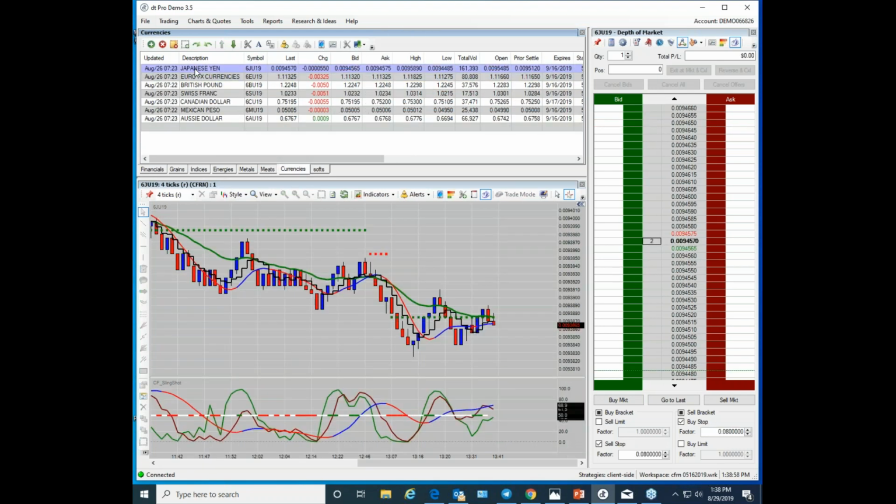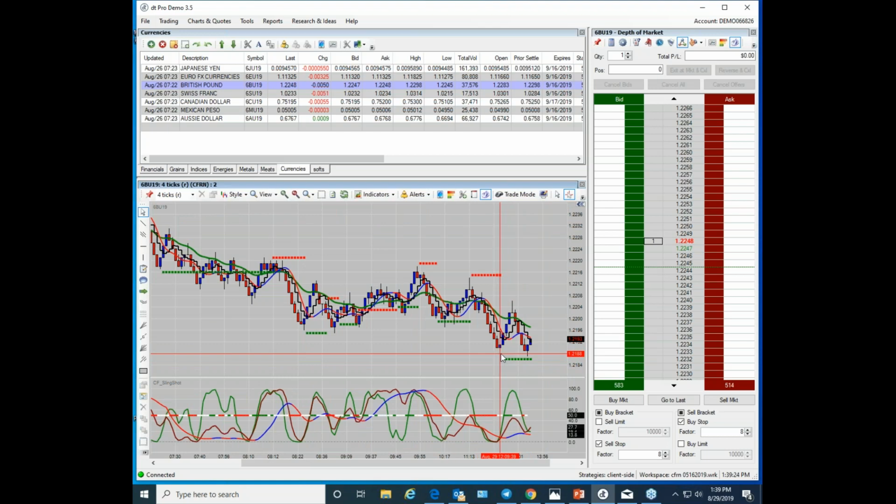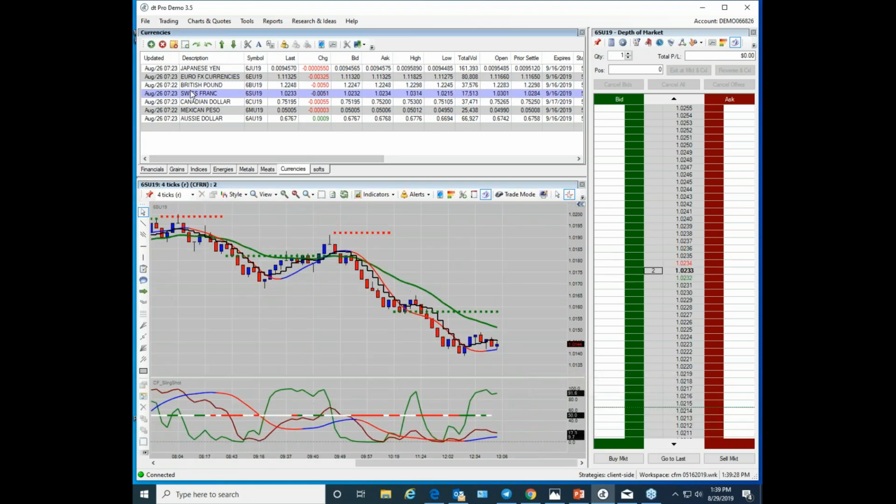Okay. Japanese yen. We pulled back to the BBC, but again, we don't even have any bearish divergence, so that's not on the table. The British pound got back to the BBC. We're going to have to make a new lower low. We're going to have to make a lower low before we can get short. The pound is off the table.